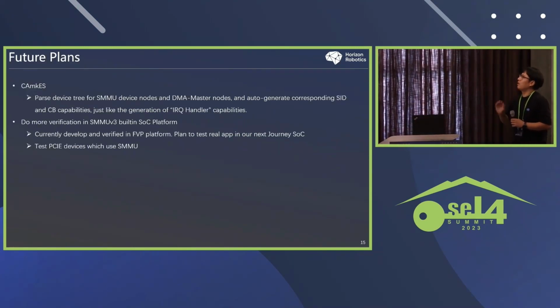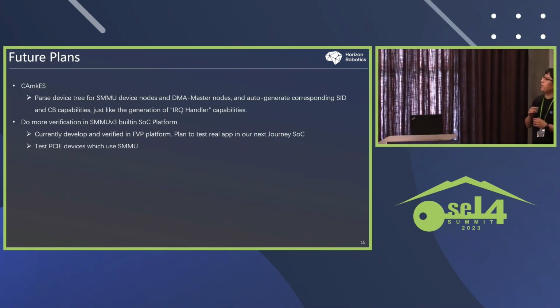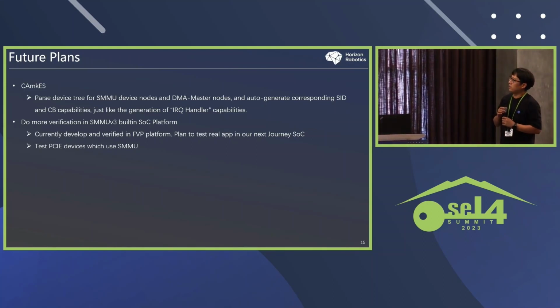The future plan. Currently, we change the CAmkES template and configure manually. Later, we need to parse the device tree of the guest OS to generate the SMMU device node and related caps in the build files. And we also need to do more verification on a real SoC platform. Currently, we develop and verify SMMU version 3 on the FVP platform. And we plan to test a real vehicle application in our next-gen SoC with SMMU version 3. And some PCIe devices have a very strange SMMU ID, which also needs some deep testing. That's all. Thank you.